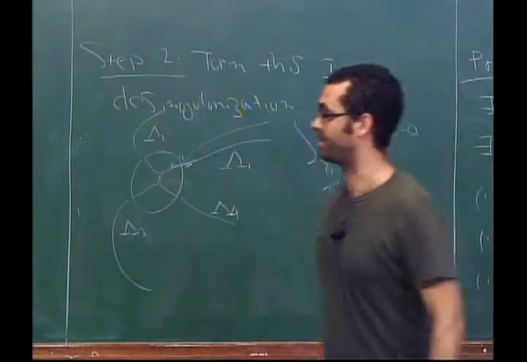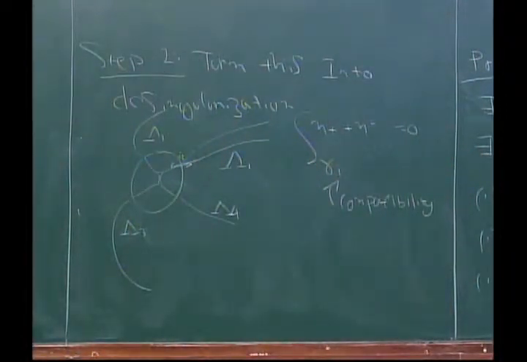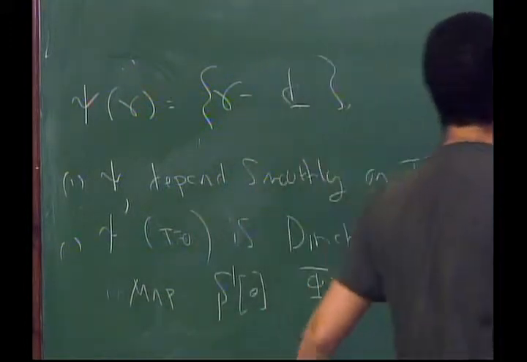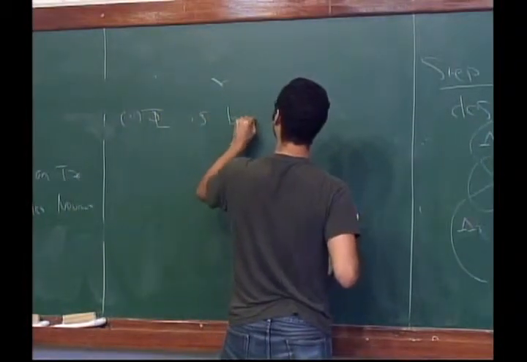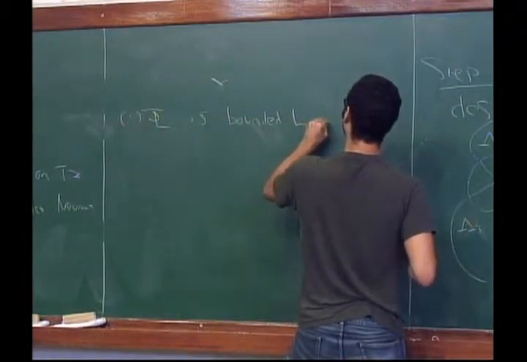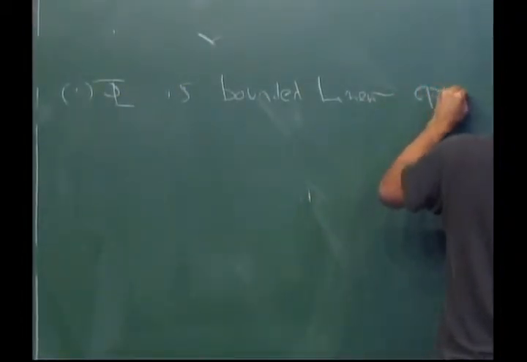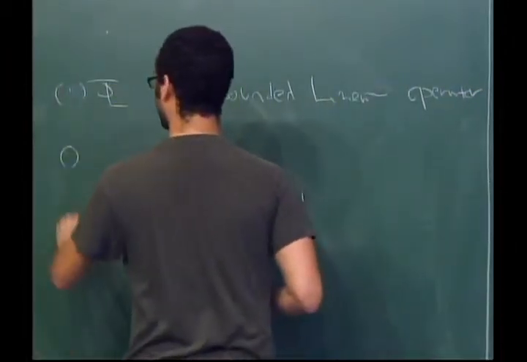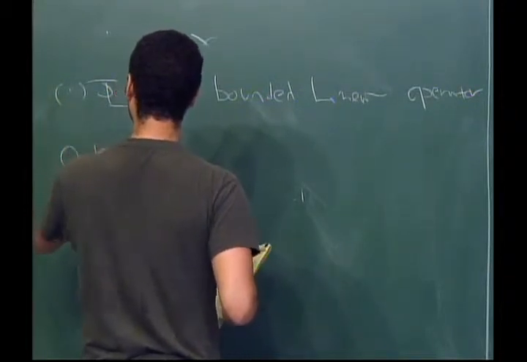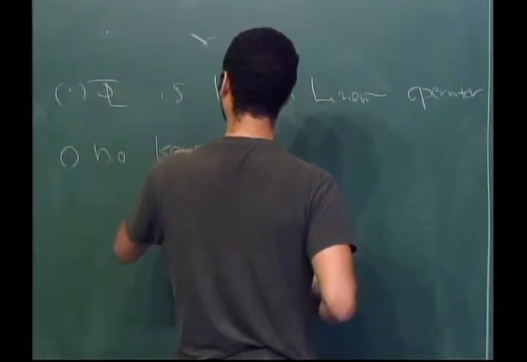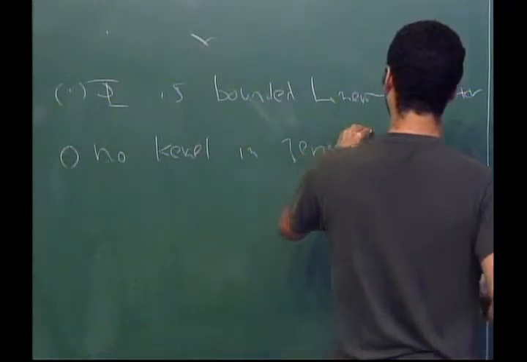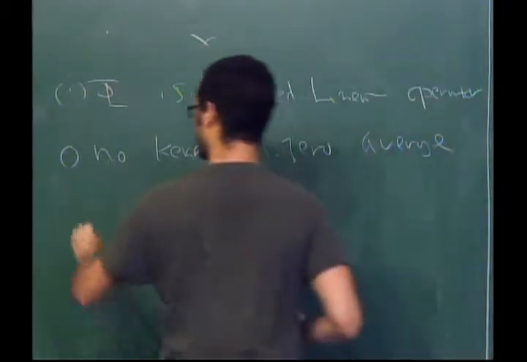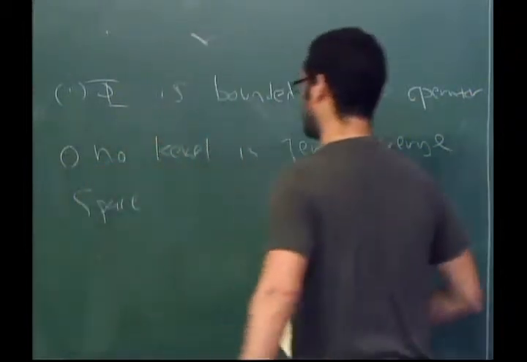Right? So this is a nice operator. So let's just call this phi. So it turns out that phi here is a bounded linear operator. It does have kernel, but not in these zero average function spaces. So this guy is actually an invertible operator.